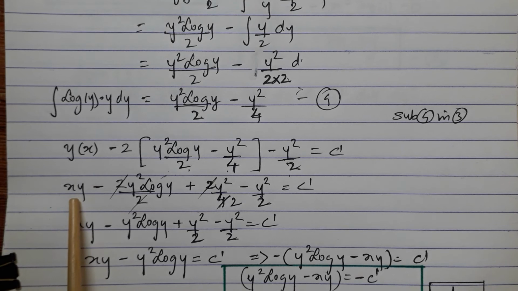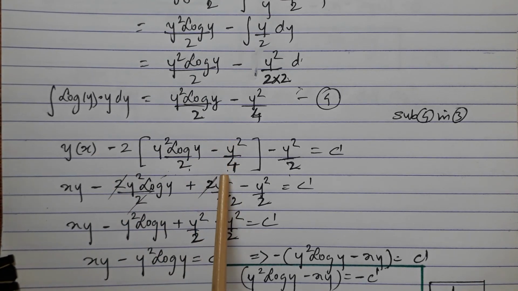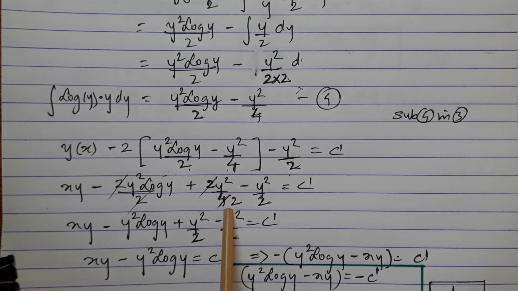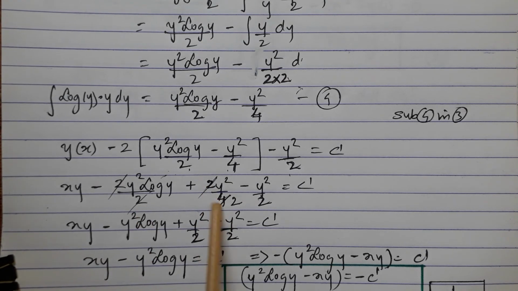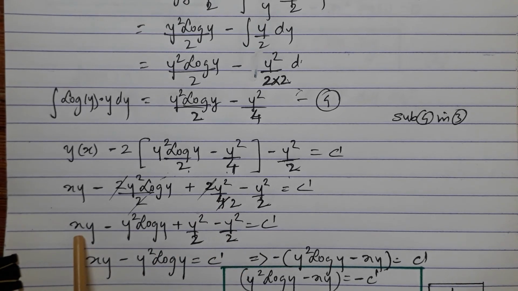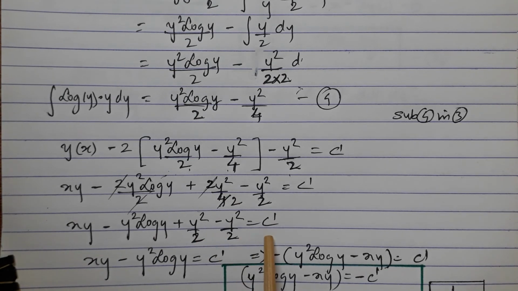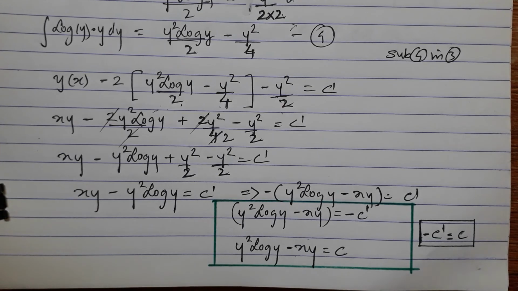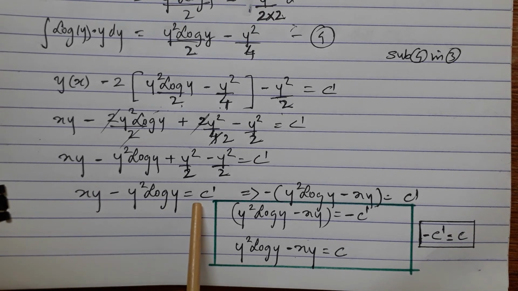So rearranging x, y and opening the bracket here, this would be minus 2y square log y by 2, and this would be minus 2 into minus y square by 4, which would be plus 2y square by 4, minus y square by 2, is equal to c dash. The 2 cancels and 2 cancels here with 4. So this would be y square by 2. So this would be xy minus y square log y plus y square by 2 minus y square by 2 is equal to c dash. So these two terms then cancel out each other, and we can write it as xy minus y square log y is equal to c dash.